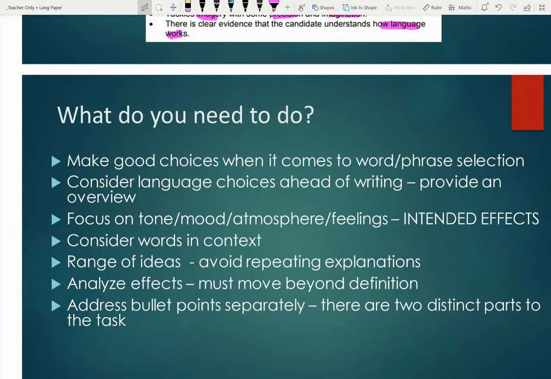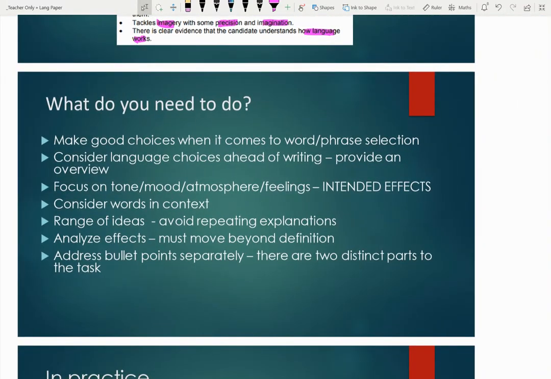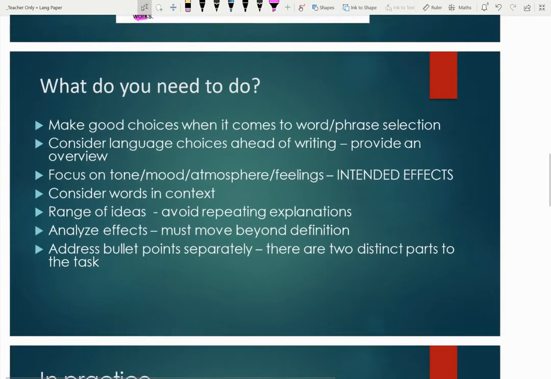So what does that mean to you as a candidate and as a student? What do you actually need to do? The first thing, I think, is really self-explanatory, but the most central, most important thing is you make good choices when it comes to your word and your phrase selection.